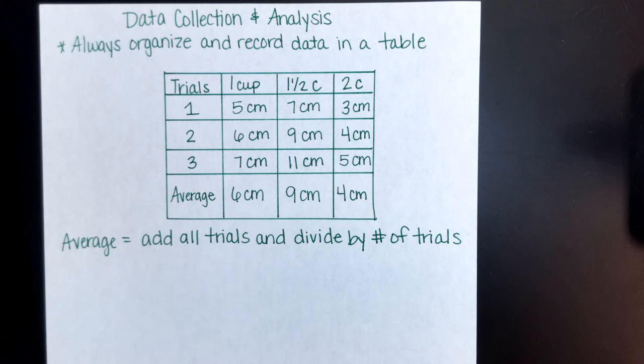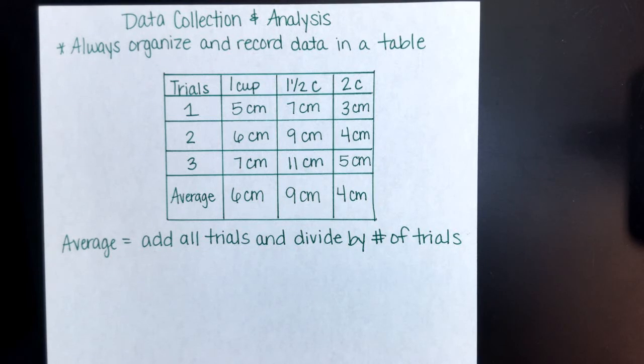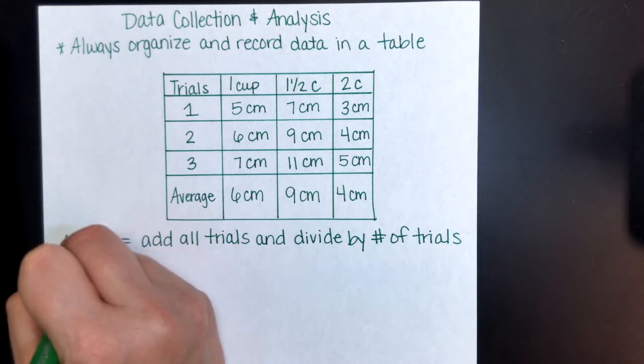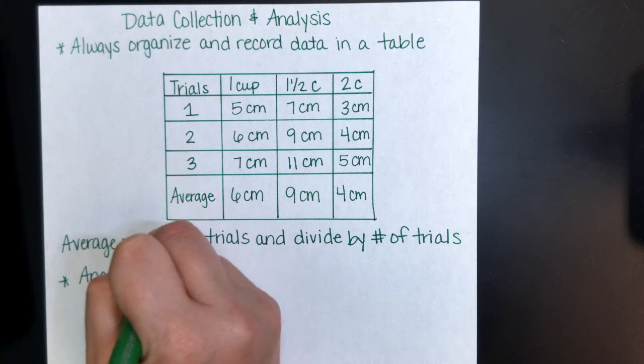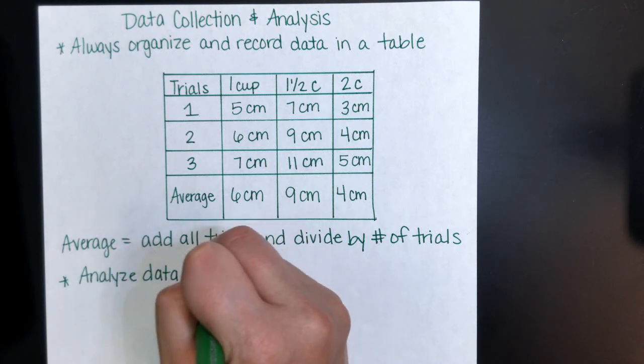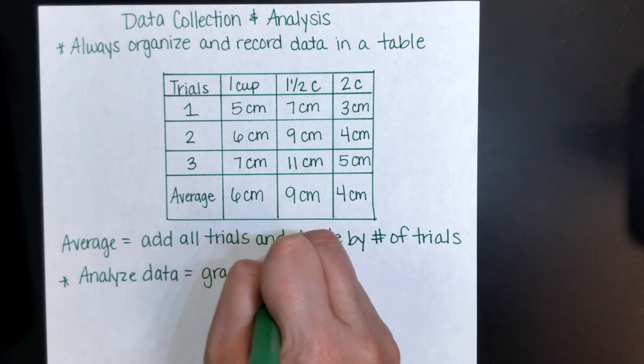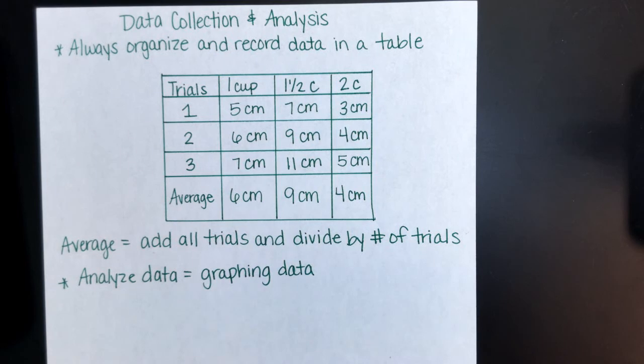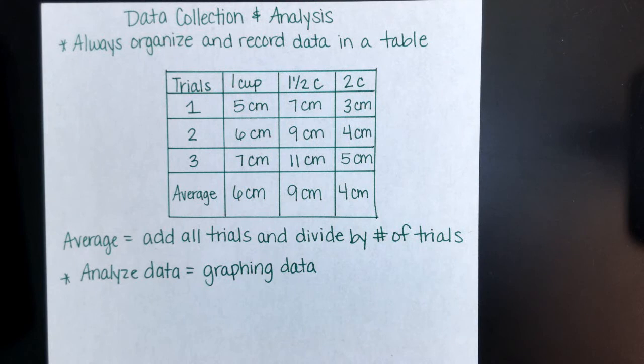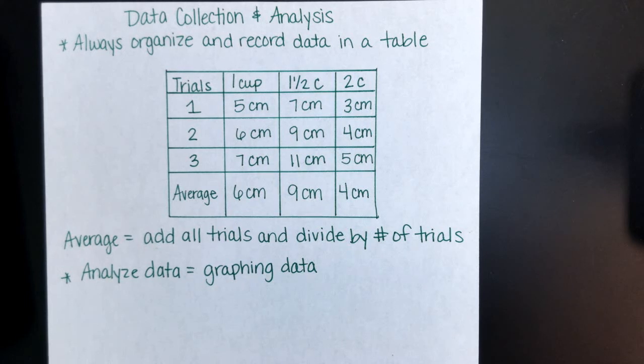So we're good here. But whenever you're going to analyze your data, you're going to look into any kind of relationships or try to show which one had the most and least. You always want to put it into a graph. So analyze data equals graphing data. Okay, that's what I want you to remember. To analyze the data means you're going to graph the data. All right? So, in this case, we could do a bar graph or we could do a line graph. Okay? So, let me show you.